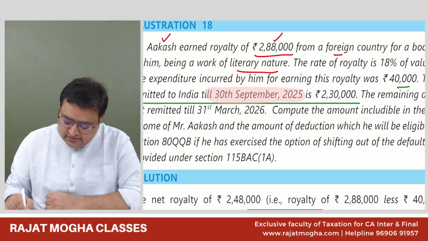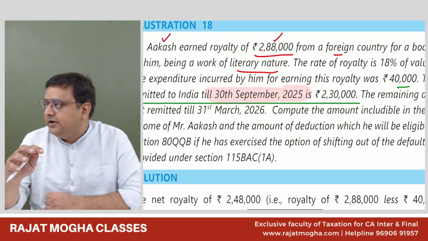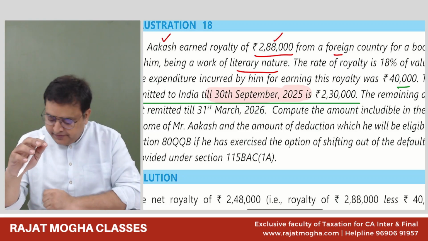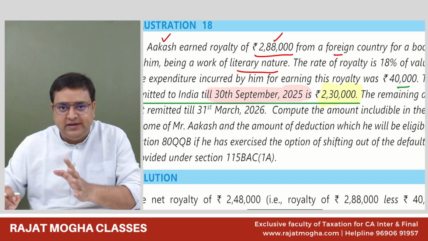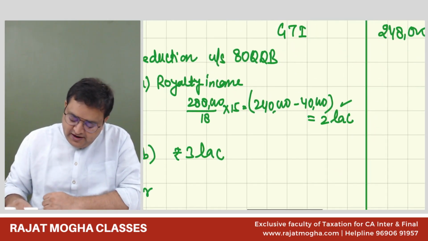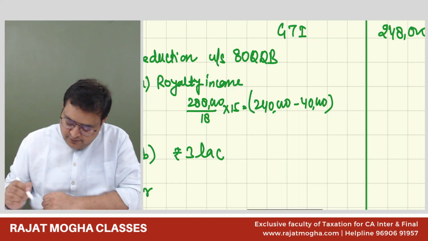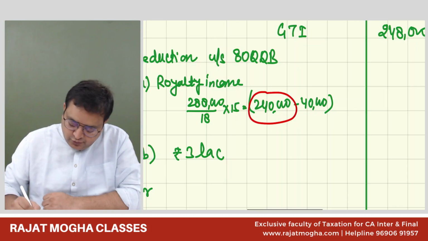This date is 6 months from the end of the year. Got it? Everyone? Yes, sir. And how much have we received? We have received only 2,30,000 rupees of the royalty. So what do we need to do over here? I cannot subtract 40 from 240. I have to take this amount as 230.